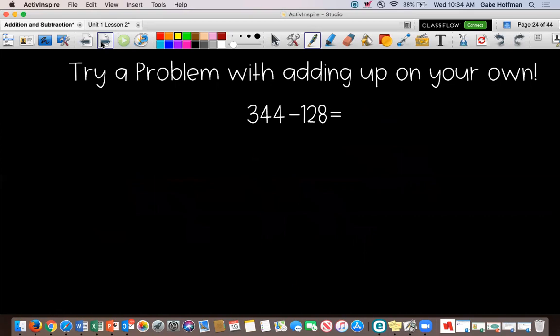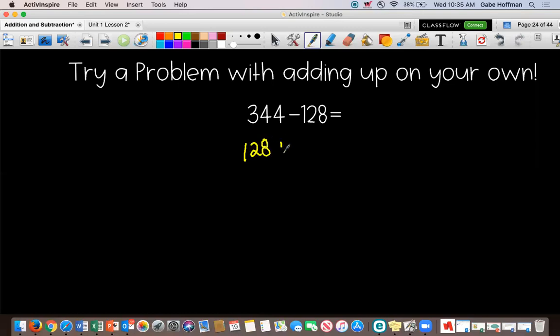So now we're going to try this problem with adding up on your own. So the only thing I'm going to help you with is where you start, okay? So who can raise their hand and tell us when we're adding up, we're doing 344 minus 128, what number are we starting with when we start our adding up piece? Who can tell me what number we're going to start with when we're adding up? Alejandro. 128. Very good. We're going to start with 128.